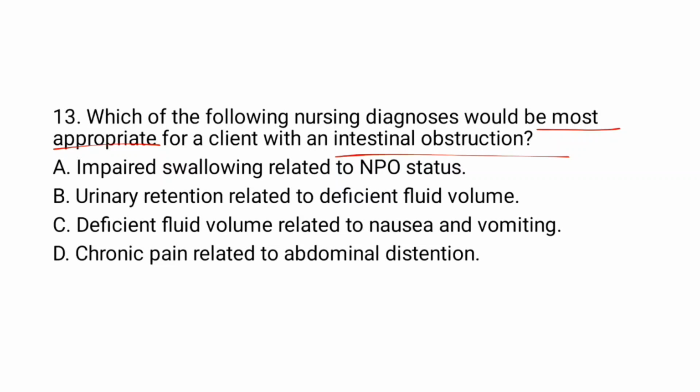Ang sagot po natin dito is letter C. Deficient fluid volume related to nausea and vomiting. Okay? Intestinal obstruction causes reverse peristalsis, and it is characterized by severe nausea and vomiting. Okay? This results to severe fluid electrolyte imbalances, of course. Okay, ang sagot natin dito is letter C. Deficient fluid volume related to nausea and vomiting.